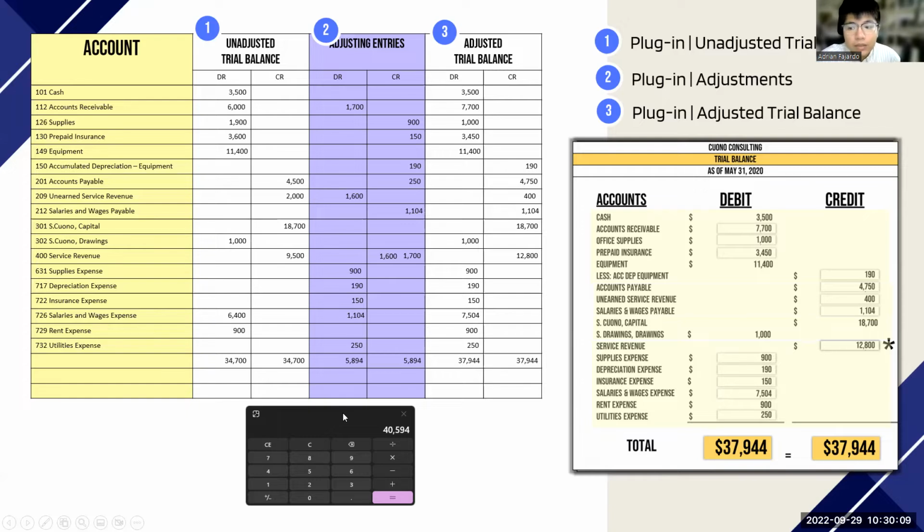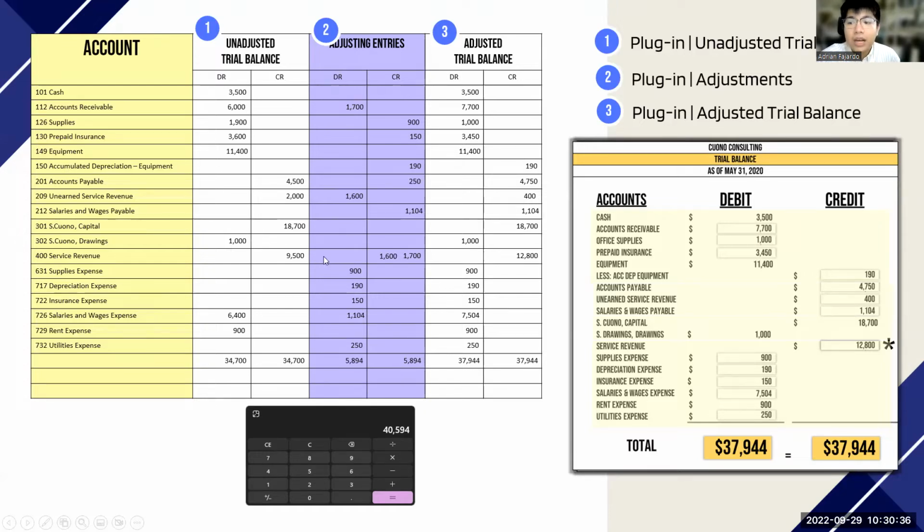So the reason why I brought this up is because some of my classmates and even me, when I was doing the worksheet, I anticipated that the unadjusted trial balance is 34,700 and the adjusting entries are 5,894. My adjusted trial balance should have a debit of 40,594. That's incorrect, okay?